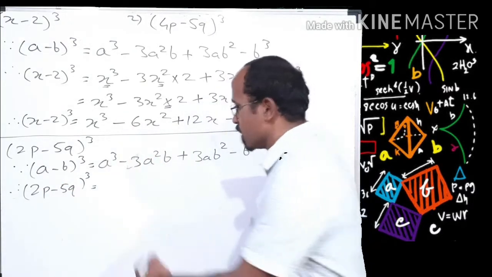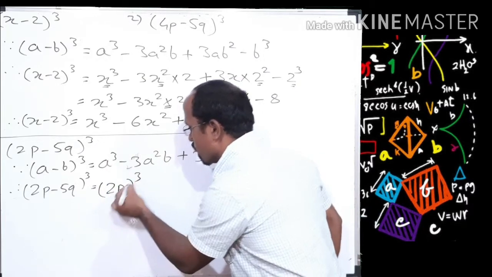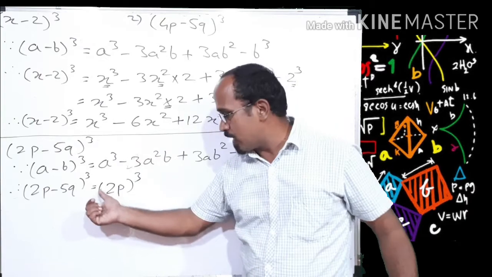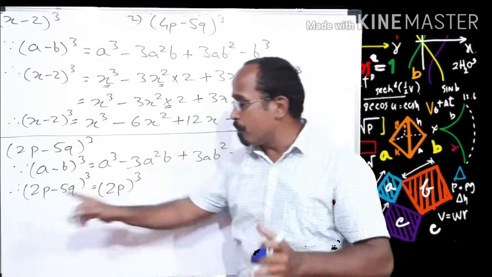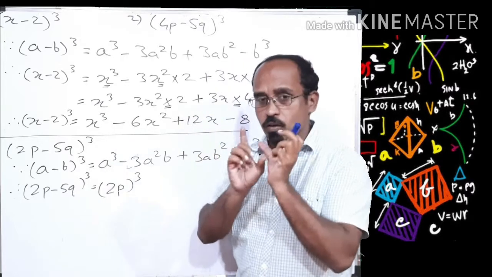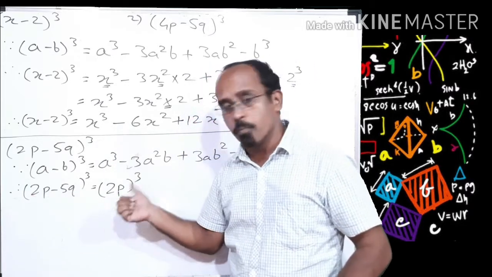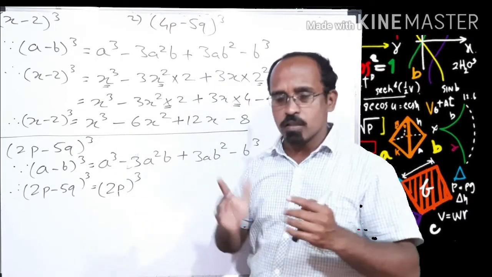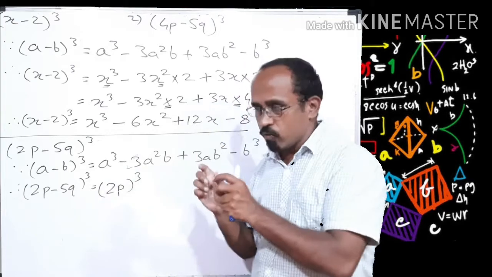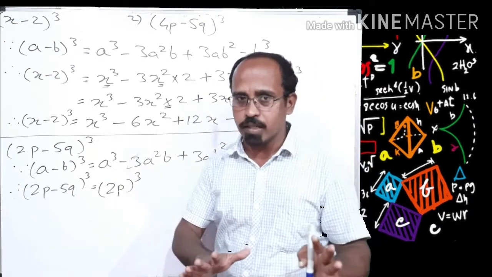So let's replace, therefore a cube will be replaced by (2p) whole cube. Why have I applied brackets around 2p? Because here we have to find the cube of 2p together. We don't have to find the cube of only p or only 2. We have to find the cube of both, right? So while applying BODMAS, we should remember that we have to find the cube of both. Hence we have enclosed them together in the bracket.